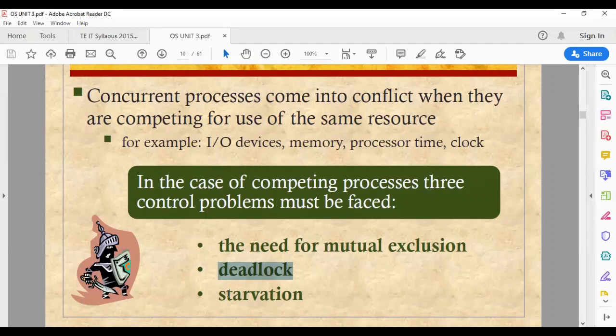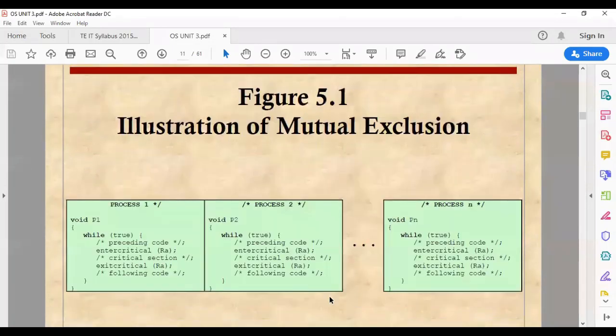And the third one is starvation. You got the definition of starvation in the last lecture. Starvation means one process is executing, a second process is also executing, but the third process does not get the processor or any resource for execution. Again, first, second. So P3 will be in a starvation state. It will not get the processor for execution. So this problem will occur. Now what is mutual exclusion?